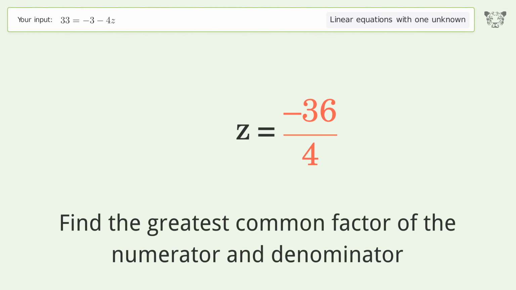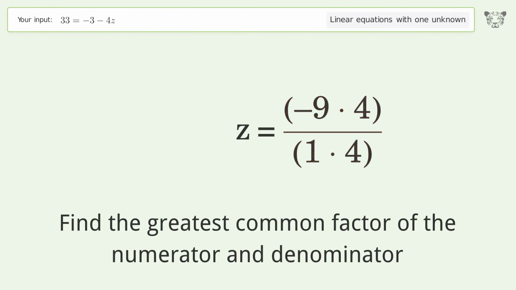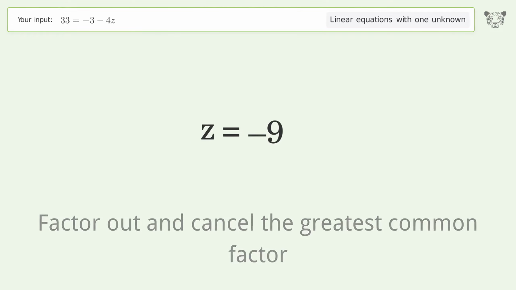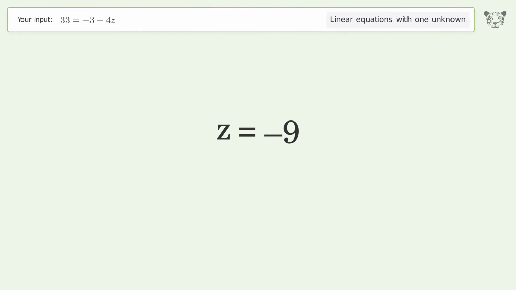Find the greatest common factor of the numerator and denominator. Factor out and cancel the greatest common factor. And so the final result is z equals -9.